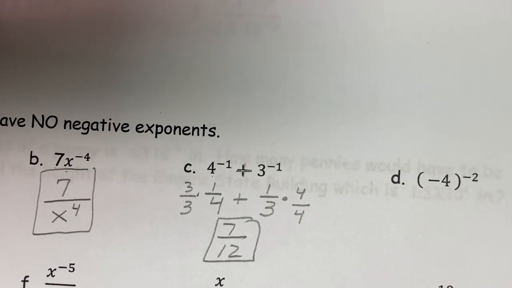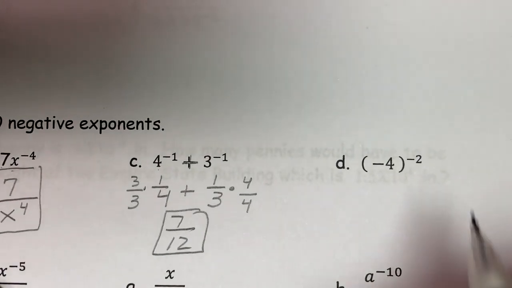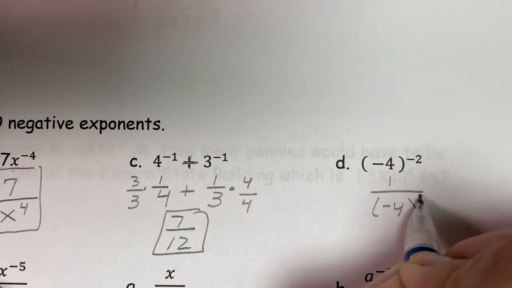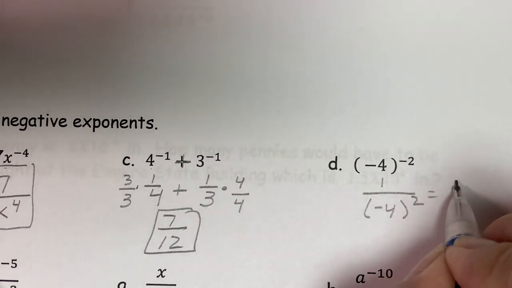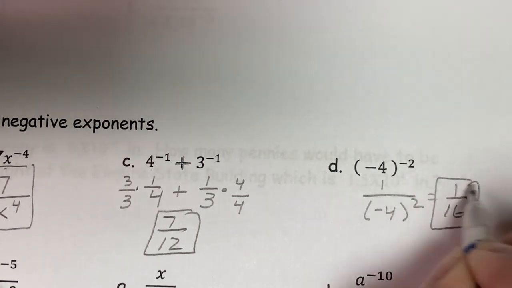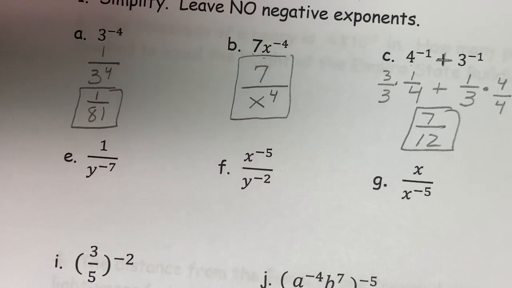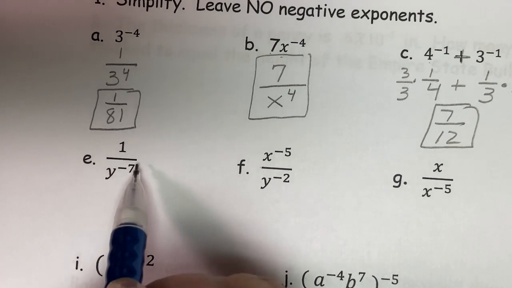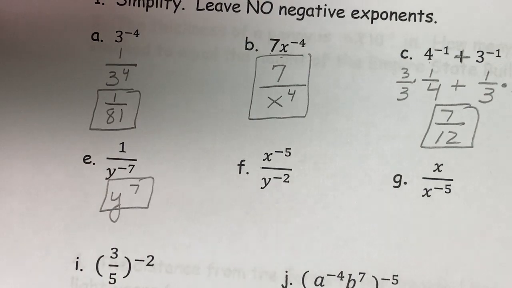If you look at D, the whole negative 4th is being raised to the negative 2 power. So this is going to become 1 over negative 4 squared, which is 1 over, and negative 4 squared is going to be 16. So you see we're getting a lot of practice with the negative exponents. Now notice how this y to the negative 7th is on the bottom, so it's going to go upstairs and become y to the 7th.